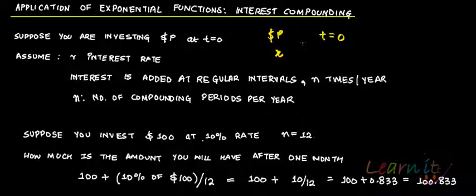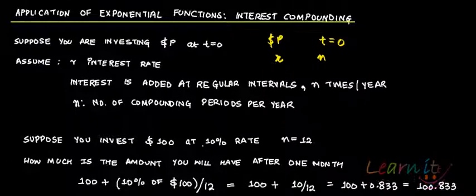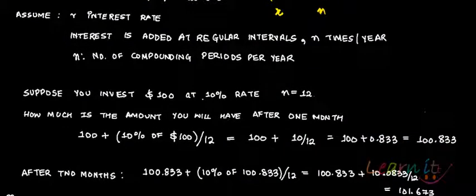What you are also doing is this: the interest rate is compounded n times a year. It could be weekly, monthly, or daily. If it is added at regular intervals n times a year, n is the number of compounding periods in a year. A specific example: suppose you're investing $100 at a 10% rate with a compounding of 12, so it will be added 12 times a year.